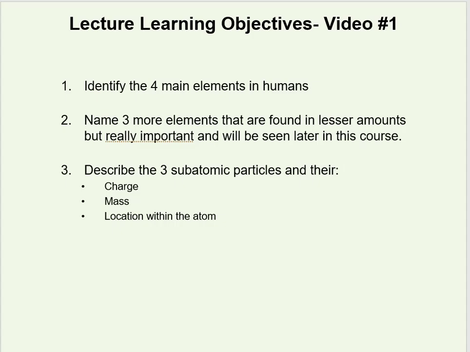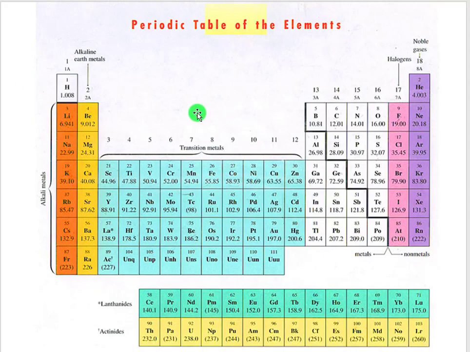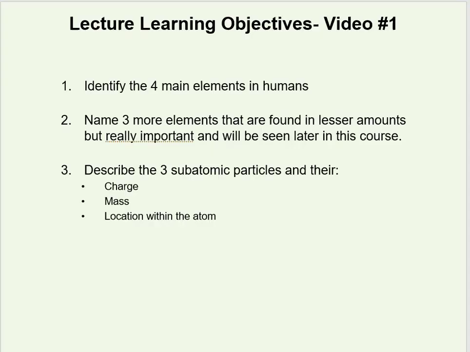So when you've seen things like this before, the periodic table of elements, these are all the elements that we know of. And it seems really big, broad, and intimidating, but the good news is that in human anatomy and physiology, there's actually only four of these that we really care about, and then a handful of other lesser ones. But the four big ones is what we want to be able to identify. So the four main elements in humans.